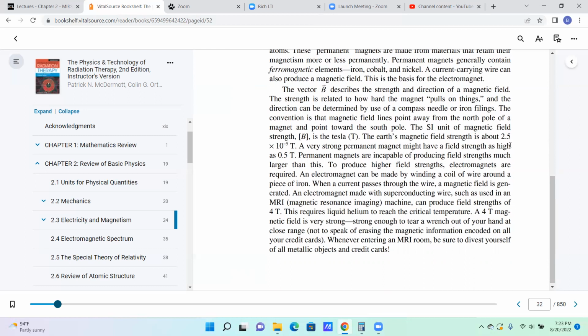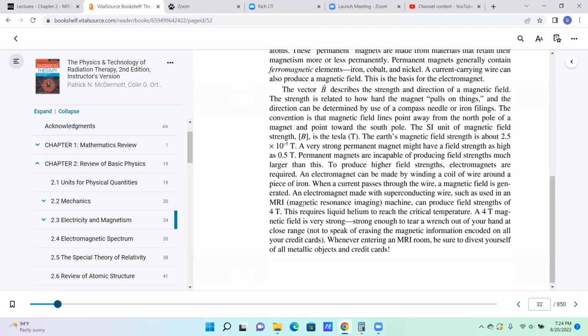The Earth's magnetic field strength is about 2.5 times 10 to the minus fifth Teslas. A very strong permanent magnet might have something as high as 0.5 Teslas. Permanent magnets are incapable of producing field strengths much larger than this. If you're going to produce higher field strengths, electromagnets are required. An electromagnet can be made by winding a coil of wire around a piece of iron. When a current passes through the wire, the magnetic field is generated. An electromagnet made with superconducting wire, such as what's used in an MRI, can produce field strengths of 4 Teslas.